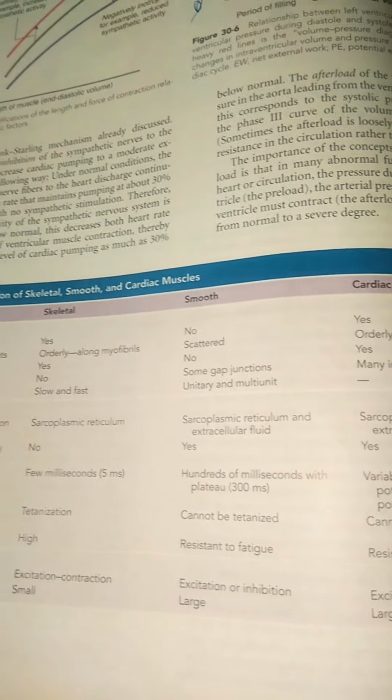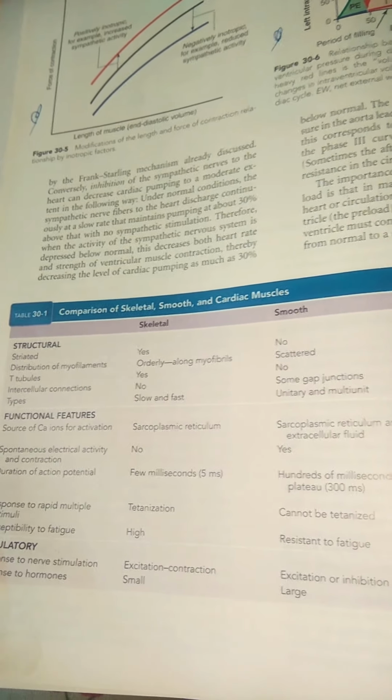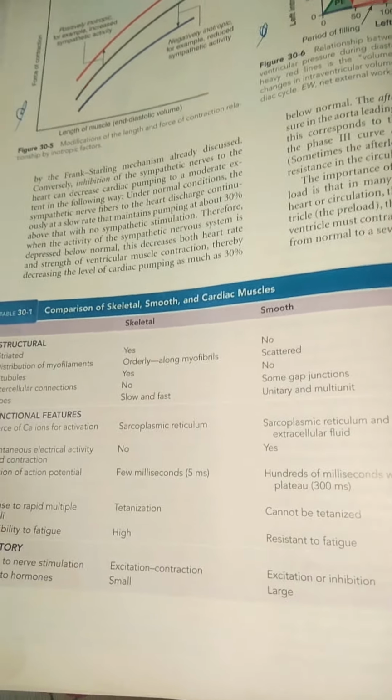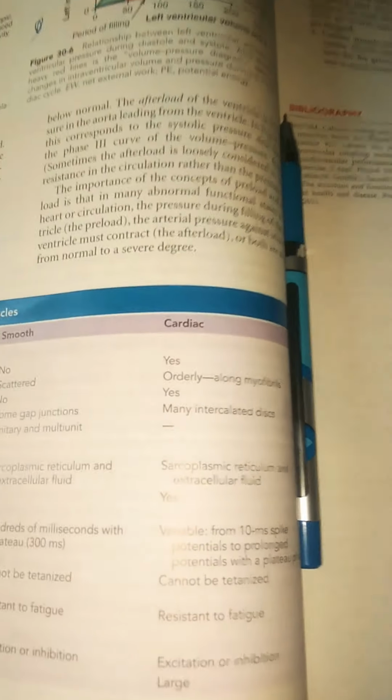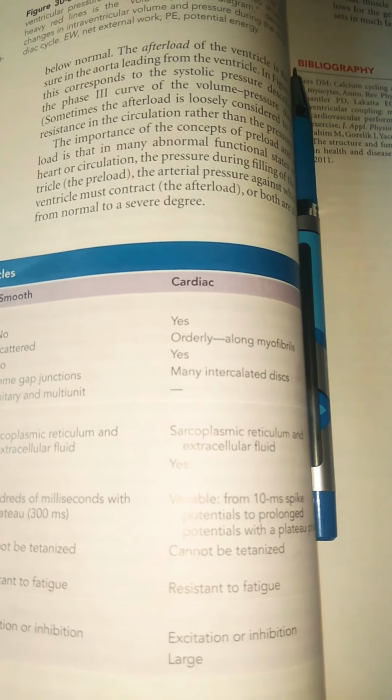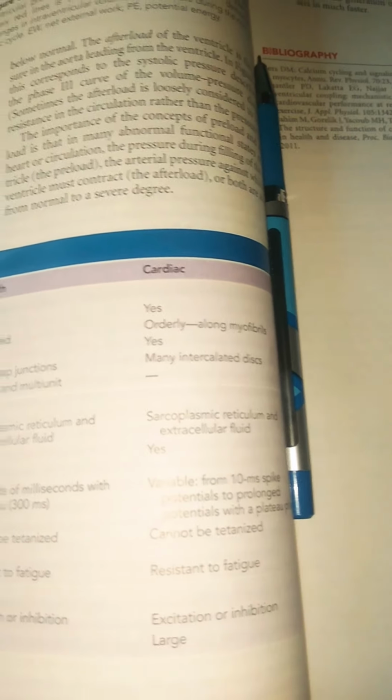Now coming to smooth muscles. In smooth muscles, striated, no. Distribution of myofilaments is scattered. T-tubules are not present. Some gap junctions may be present, and the types are unitary and multi-unit. And coming to cardiac muscle, of course the striations are present, and the myofibers are arranged in an orderly manner. T-tubules are of course present, and many intercalated discs are present as intercellular connections, which are also gap junctions.